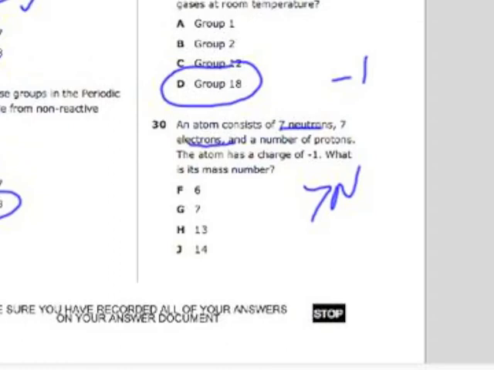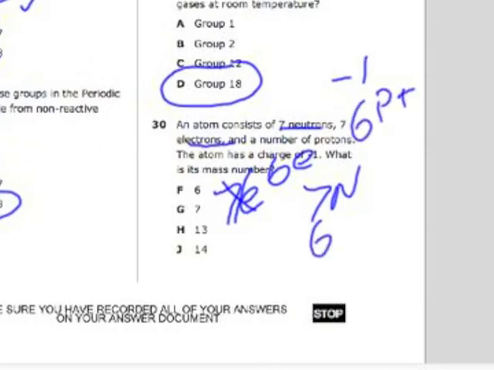It has 7 electrons, we know that, and it has a negative 1 charge, which meant it gained an electron, so that in reality it only had 6 to begin with. Okay? So it originally had 6 electrons. That meant it originally had 6 protons. So 6 plus 7, 13. Okay? So 13. That was a little tricky.